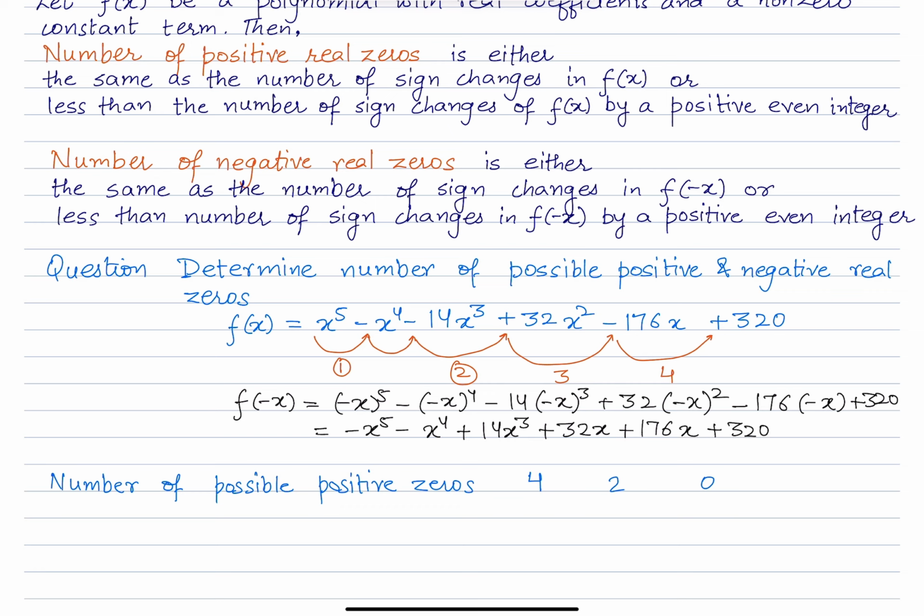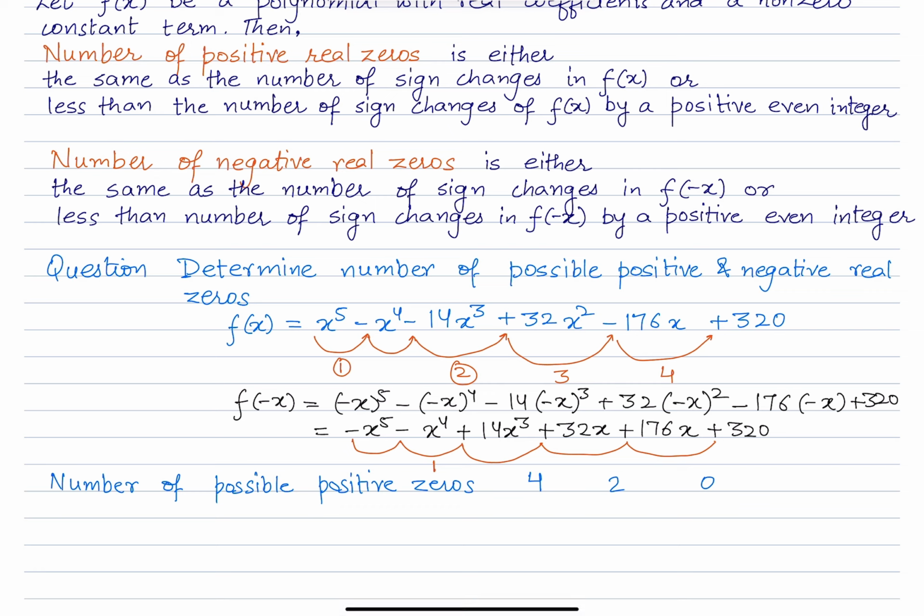And we will check the sign changes again. Negative to negative, no change. Negative to positive, one change. Positive to positive, no change. Positive to positive, no change. Positive to positive, no change.